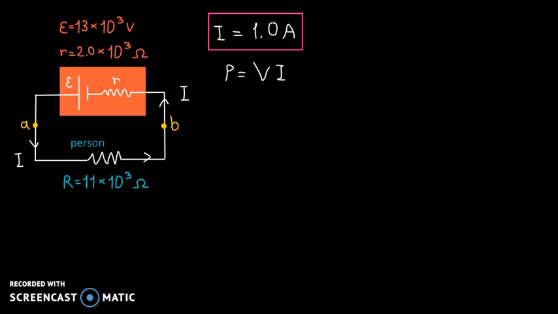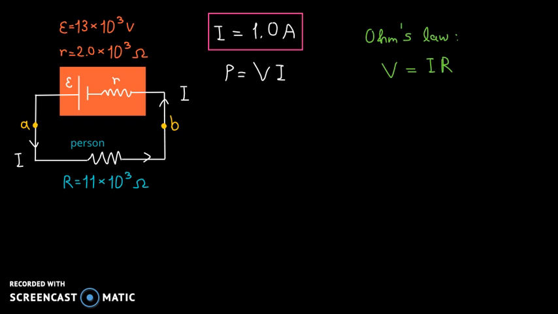Here's a general formula for power for any circuit element. It's equal to voltage across the terminals of the circuit element times the current passing through the circuit element. So P equals V times I. Now, for a resistor, like the person, we can combine this with Ohm's law to come up with a formula that doesn't involve V. So we don't have to calculate V. We can calculate V if we wanted to, but we can actually just quickly calculate power using R and I. So let's go ahead and do that.